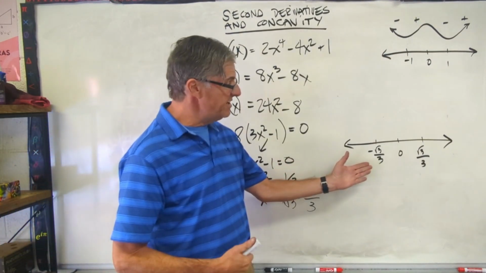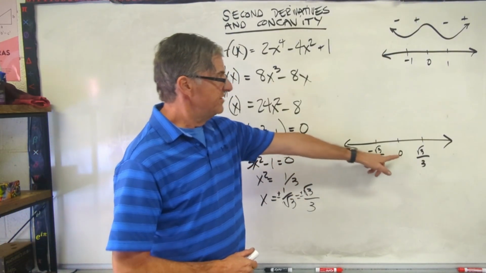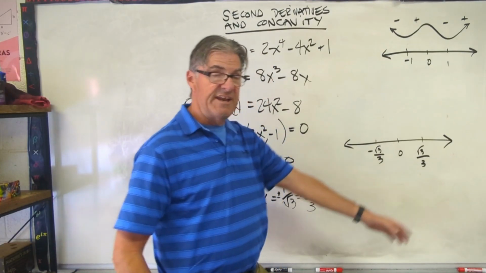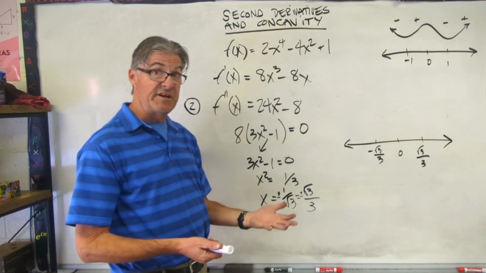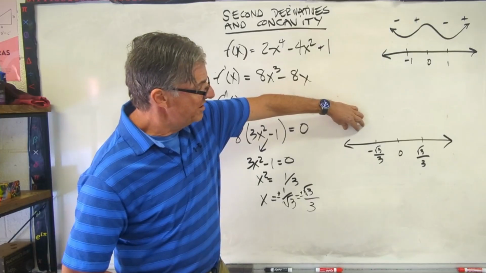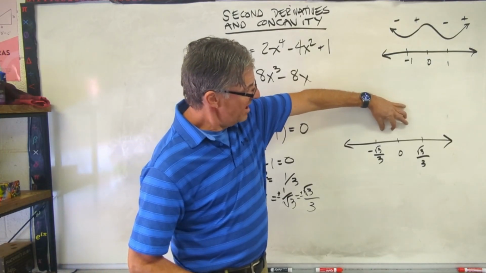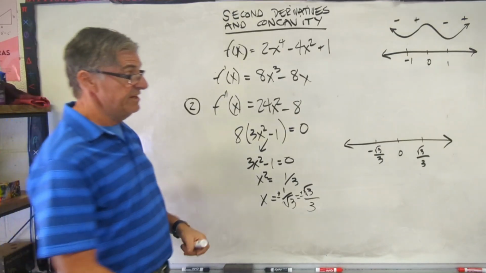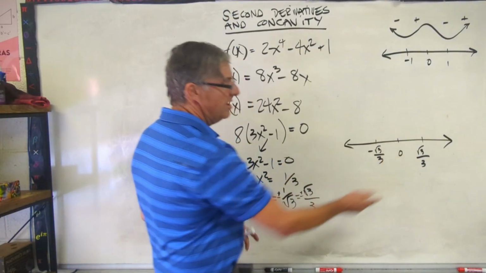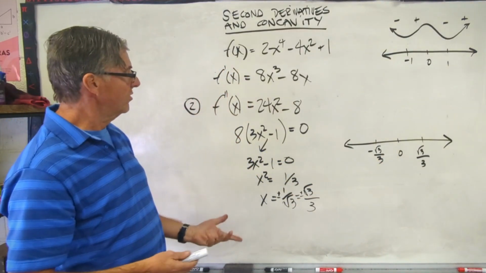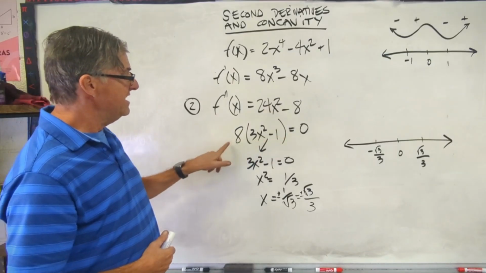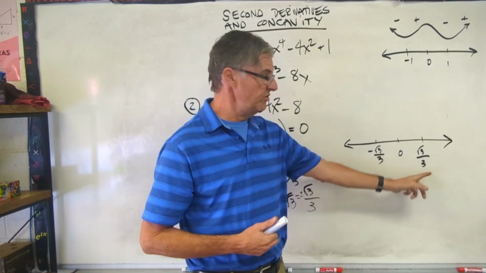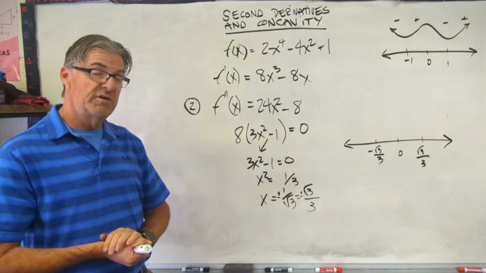I went over here to my number line. I graphed the 0, the minus root 3 over 3, and the root 3 over 3. Now I just need to test my derivative to find out if it's positive or negative in each interval. Actually, there's only 2 intervals I need to test. I put my 0 on here, but 0 is not a condition we're worried about, because 0 does not make this equal to 0. So really the only 2 points we need are these 2. Okay, so pause the video and do that.